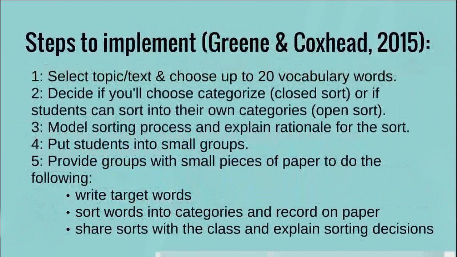into their groups. Next, for step 3, you'll model the sorting process for students and explain to them why you sorted the words into the categories you chose. Step 4, you'll put students into small groups or into pairs if that works better for your classroom. Finally, you'll provide students with a piece of paper to write out the target words, sort them, and then allow them to share and explain their sorts with the rest of the class.